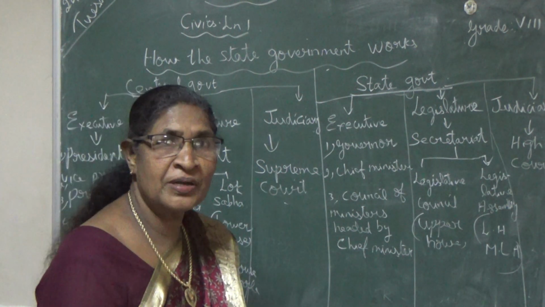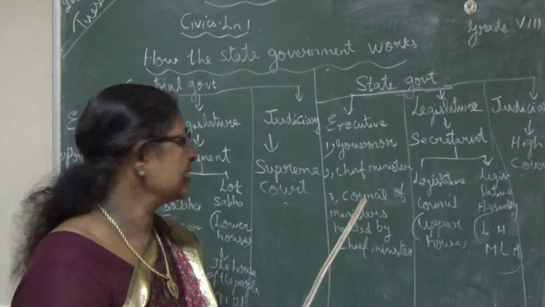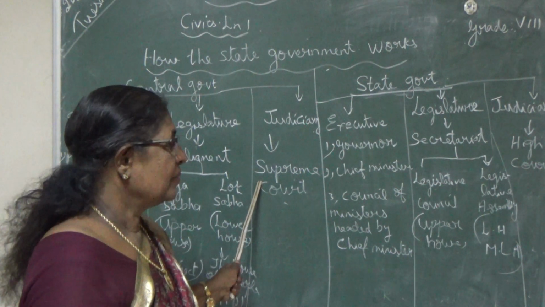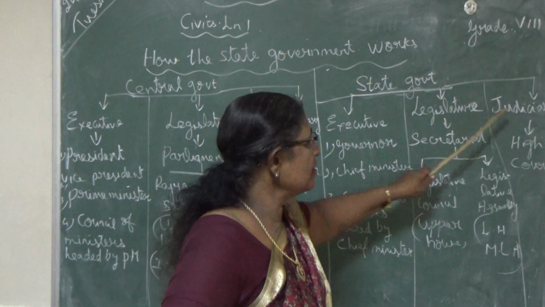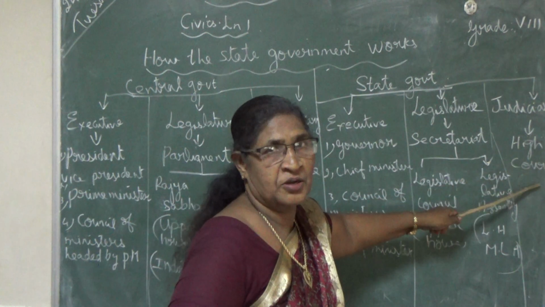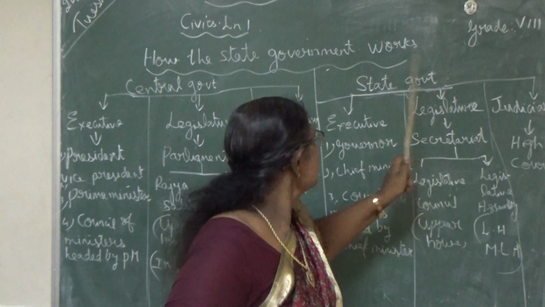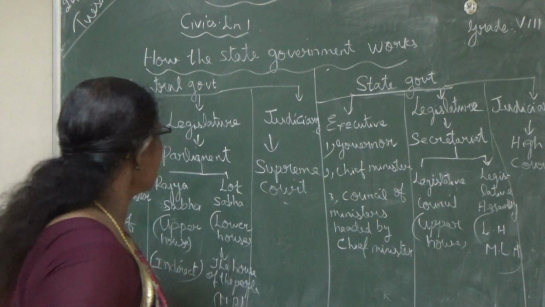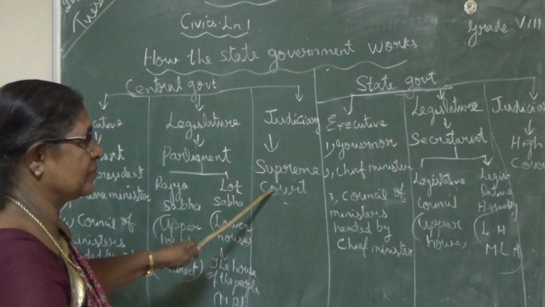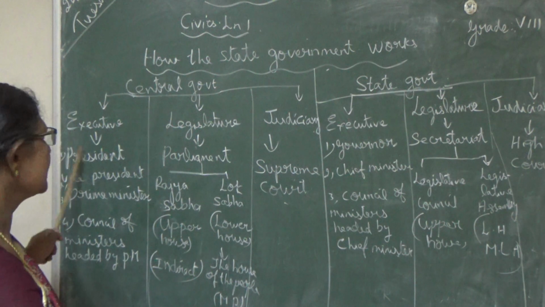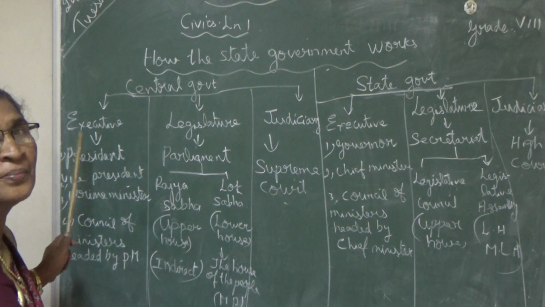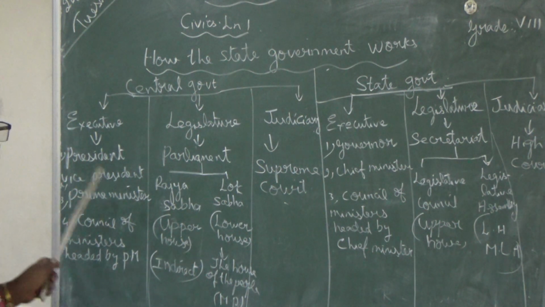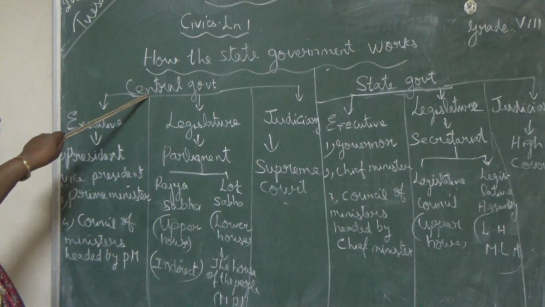In the central government we have only one court, that is the Supreme Court. But at the state level, the judiciary means the High Court. We call the state government judiciary the High Court, but the central government judiciary the Supreme Court. Now, the executive.